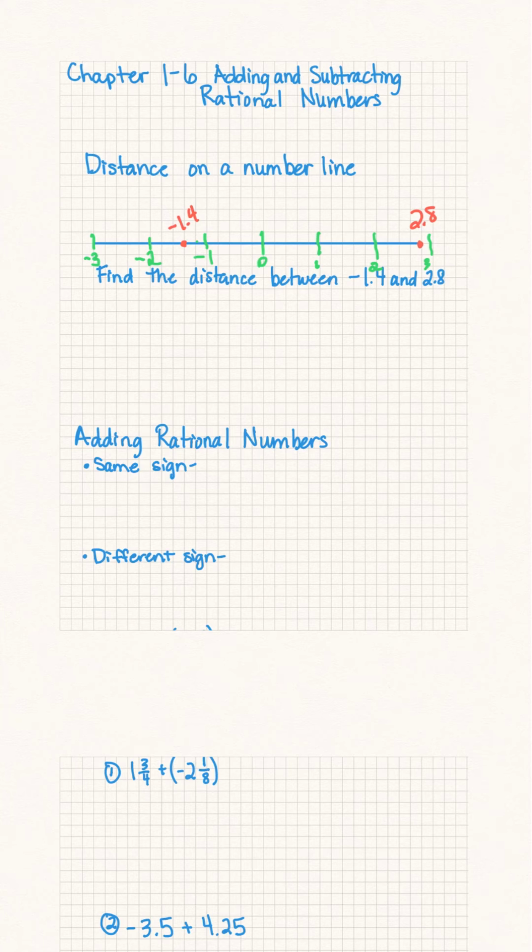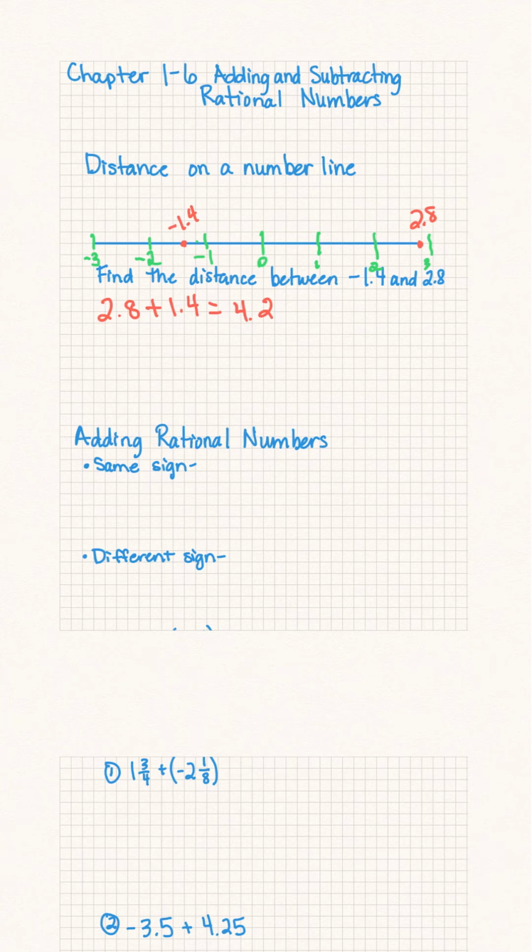So if we want to find the distance between them, we want to see how far 2.8 is from 0. Well, 2.8 from 0 is 2.8. How far is negative 1.4 from 0? It's 1.4. And if we add those two together, we're going to get 4.2. So the difference between those two numbers is 4.2, looking at the absolute value.